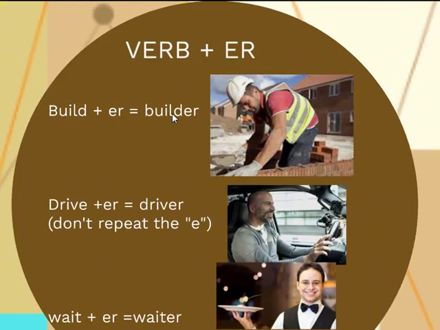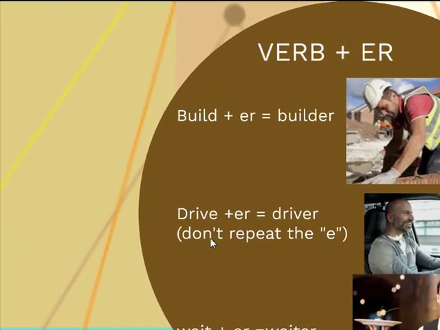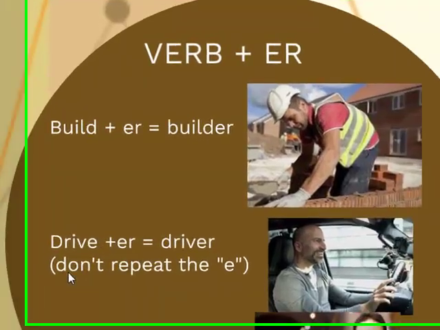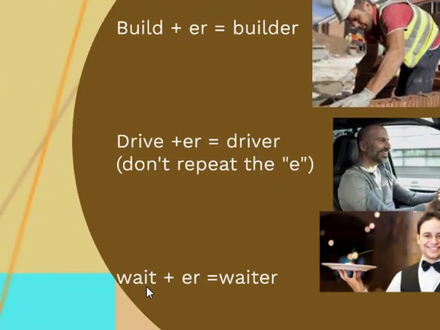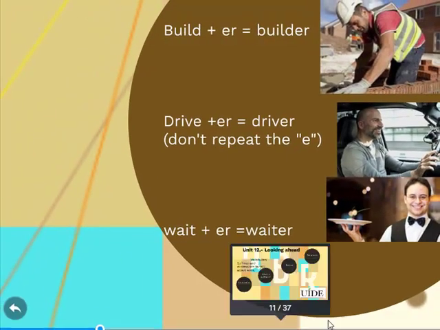We can use the suffix er after a verb. For example, if you have the verb build plus er, you get builder, as you can see in the picture. It's a man that builds houses. If you have the verb drive plus er, you get driver. Notice here that we have double e, but we don't double the e. We just keep one e. So we get driver. So driver is the person who drives a car. And wait plus er, we get the job waiter. Is the person who serves meals in a restaurant.